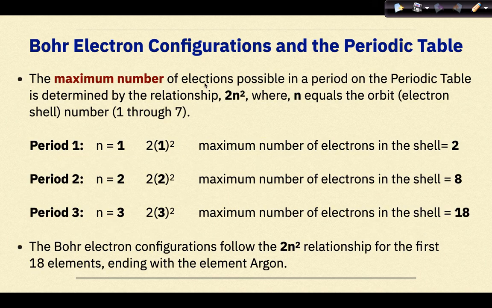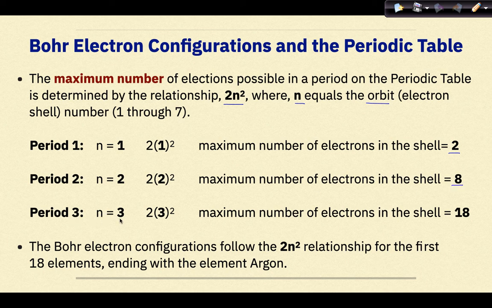The maximum number of electrons possible in a period on the periodic table is determined by the relationship 2n squared, where n equals the orbit or electron shell number, 1 through 7. So in period 1, we have one electron shell. We'd put that 1 in as n, so 1 squared is 1 times 2, which means the maximum number of electrons in the shell is 2. For period 2, n will equal 2. 2 squared is 4 times 2 is 8. So the maximum number of electrons in this shell is 8.